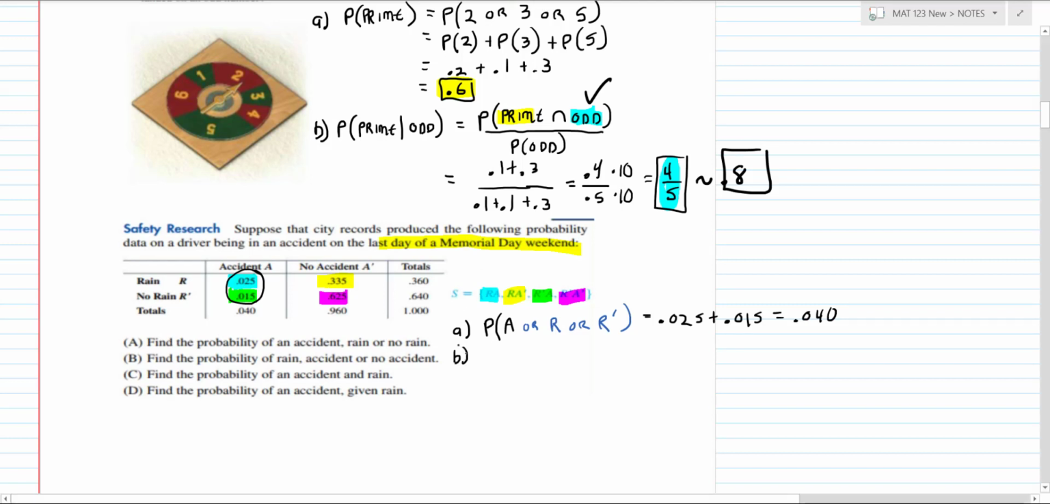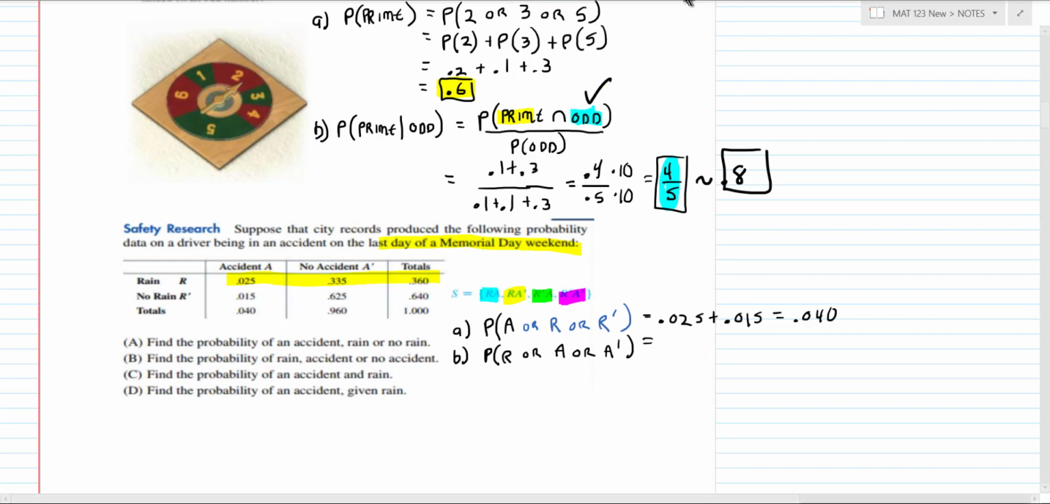Okay, part B is saying what is the probability of rain, accident or no accident. Okay, so what this one means is this. I'm going to write this like this: probability of rain or an accident or no accident. So you just got to read the table right. So what this means is this is the probability of rain. That total probability is 0.360. So that's the answer to the problem.